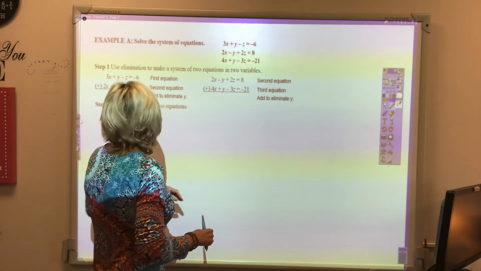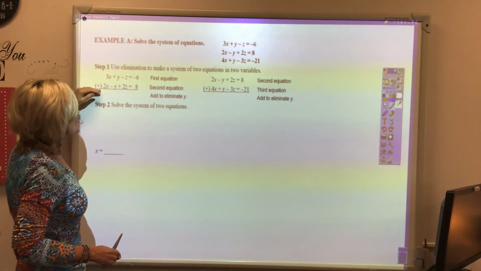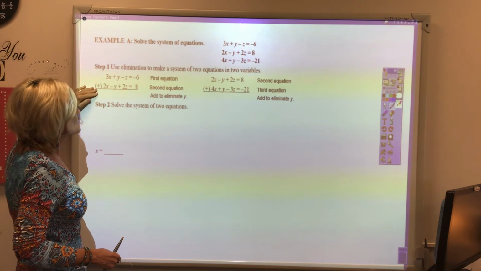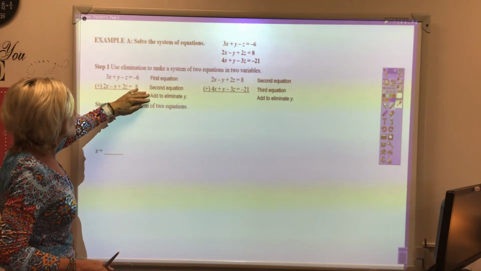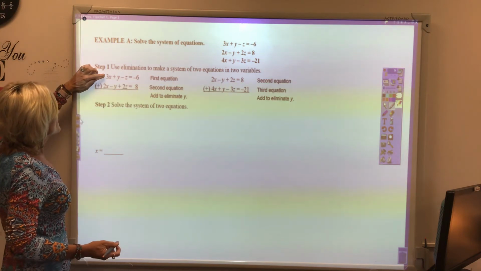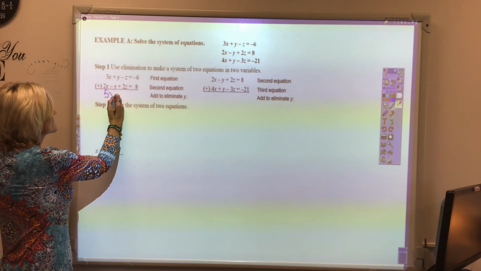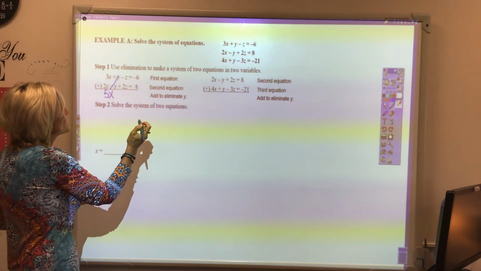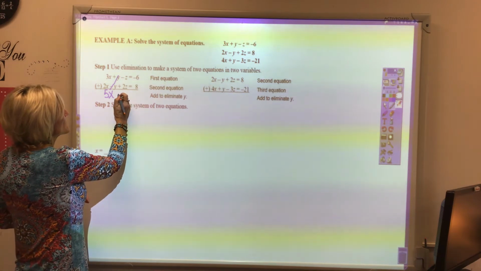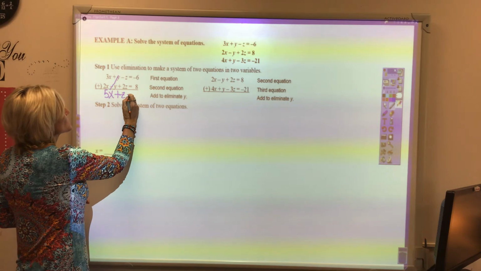So we're taking the first equation and the second equation. We're using elimination, so we're adding the two equations together, and you'll see that we're going to eliminate y. So we'll have 3x plus 2x is 5x. The y's will cancel. We'll have -z plus 2z, which would be a plus z, equals 2.